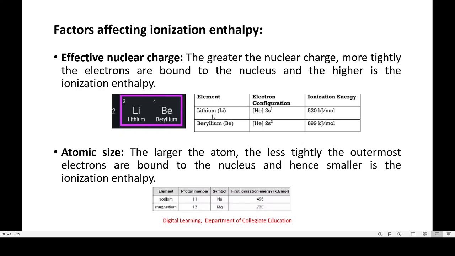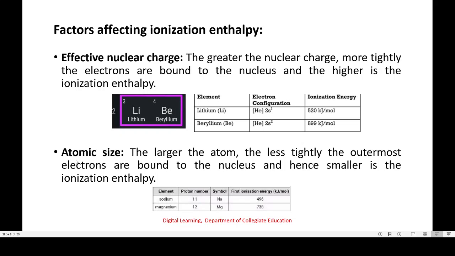For example, when we compare the ionization energy of lithium and beryllium, beryllium has a higher ionization energy. This is because of the higher nuclear charge on beryllium as compared to lithium, and hence removing an electron from beryllium requires greater ionization energy. The greater the nuclear charge, the more tightly the electrons are bound to the nucleus, and hence there will be a higher ionization enthalpy.